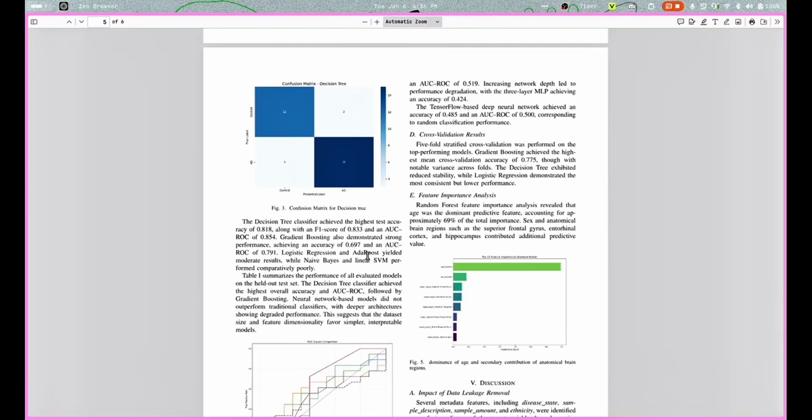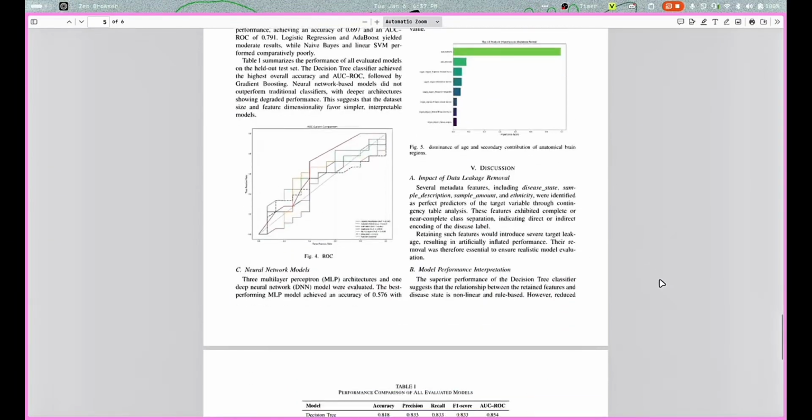and F1 score. This balance is particularly important in medical classification problems where both false positives and false negatives can have serious consequences. The confusion matrix further showed that the model performed reasonably well for both Alzheimer's and control classes, indicating that predictions were not biased toward a single class. In comparison, gradient boosting demonstrated slightly lower peak accuracy but showed more consistent performance across cross-validation folds, suggesting stronger generalization to unseen data and reduced sensitivity to data splits.